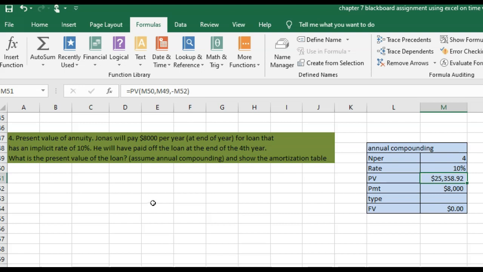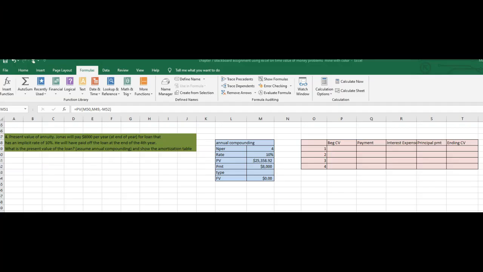The next thing we're going to do is actually do what's called an amortization table to show Jonas paying off this loan. So I'm going to extend my screen a little bit and add a few extra columns. Beginning CV stands for beginning carrying value. So the amount that he's officially borrowing, the present value of that amount, is that. The payment, we know, is equal to $8,000. The interest expense for the first year, we're going to simply do the beginning carrying value, and we're going to multiply that by 10%.